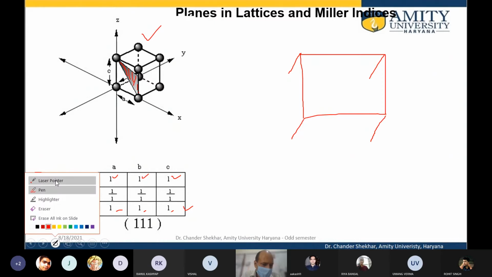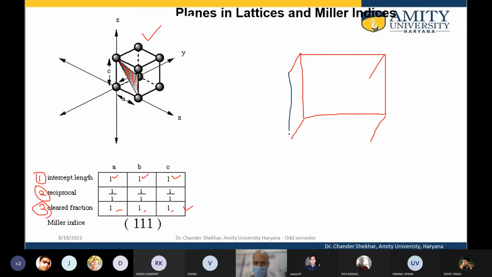So suppose this is a cube. Along the x-axis the Miller index is 1. This number, though in this case it is 1, generally is h, k and l. So the value of h means the Miller index along the x-axis. This is 1, that means this is the x-axis, this is the y-axis, and this is the z-axis.